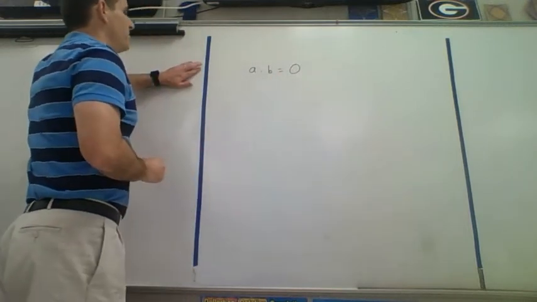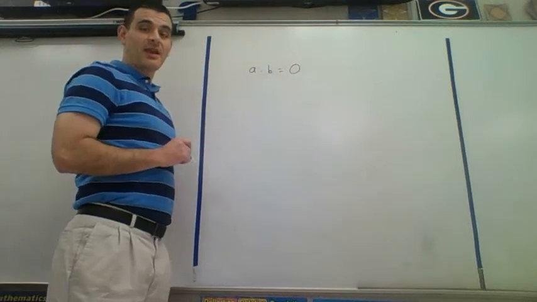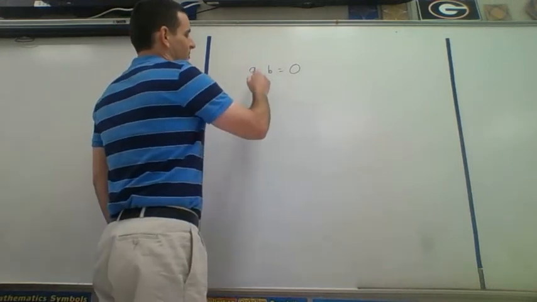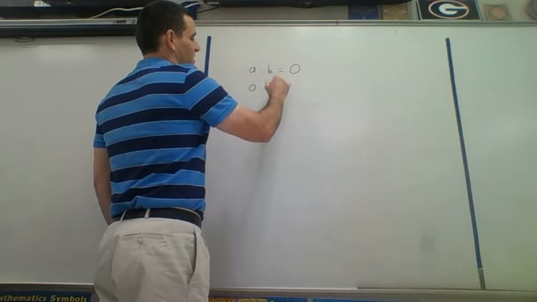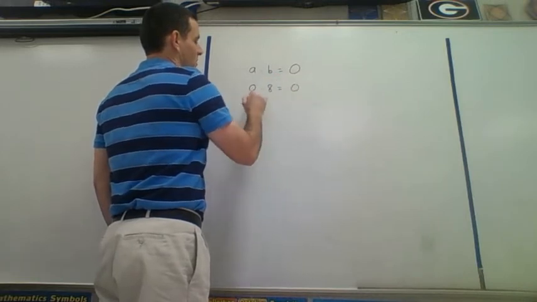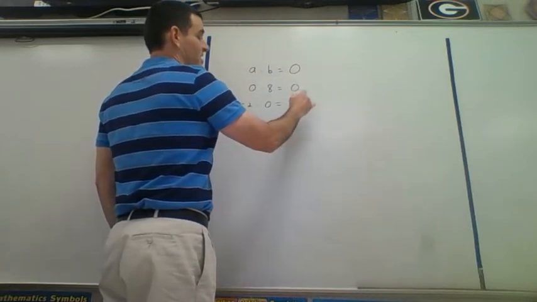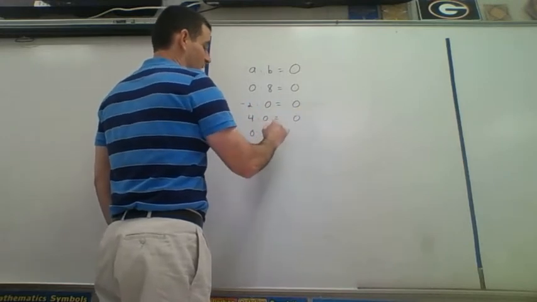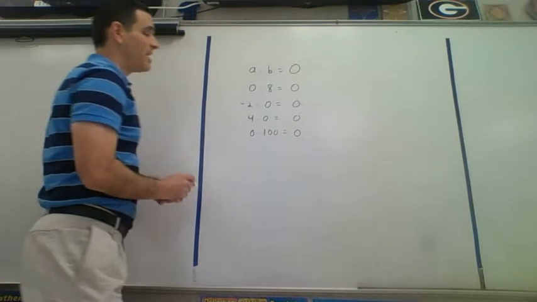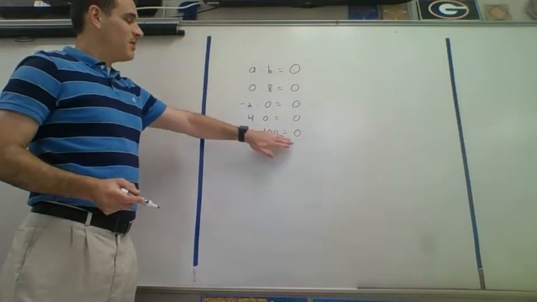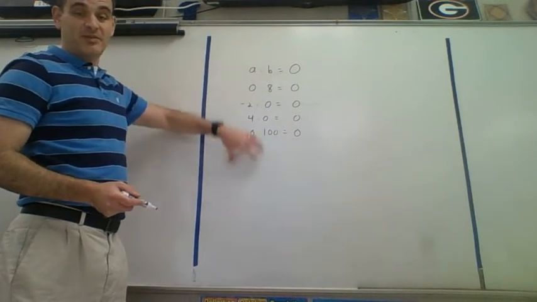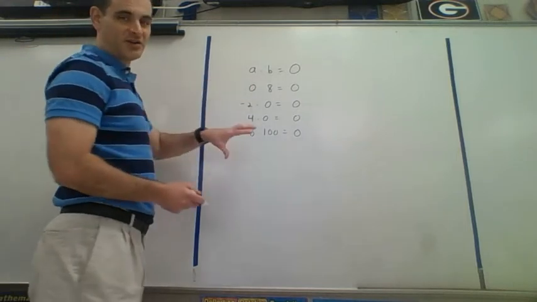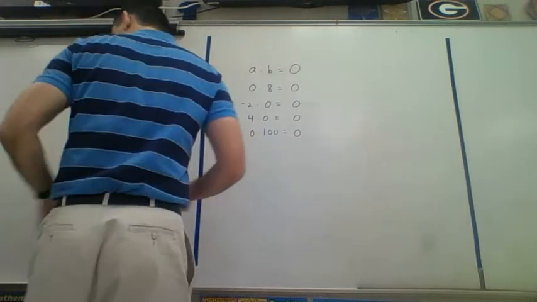If A times B is equal to 0, then either A or B has to be 0. For example, I could have 0 times 8 equals 0, negative 2 times 0 equals 0, 4 times 0 equals 0, 0 times 100 equals 0, and so on and so forth. But if your product is 0, then one of these two over here has to be 0. So that concept is what makes this work. You have to understand that really before we do what we're going to do here.